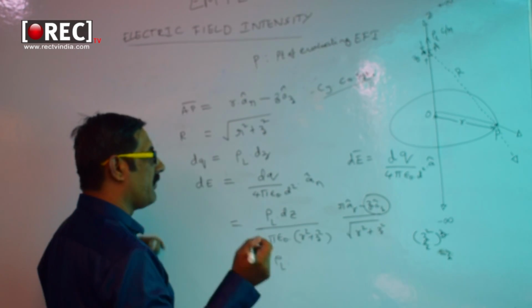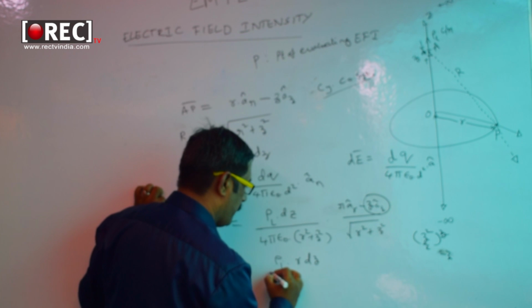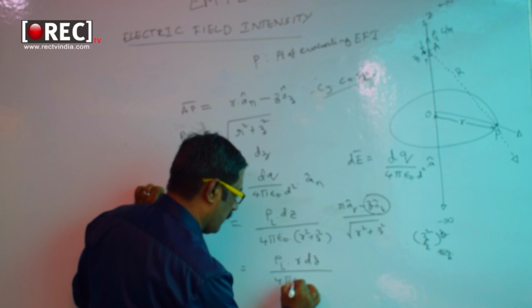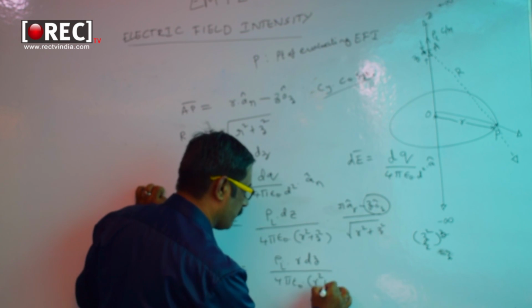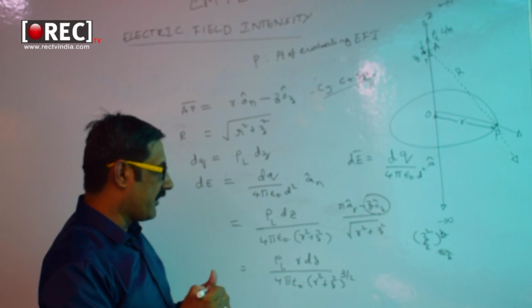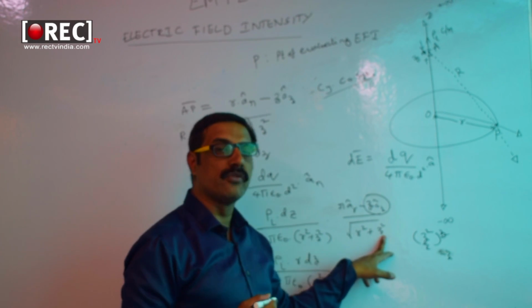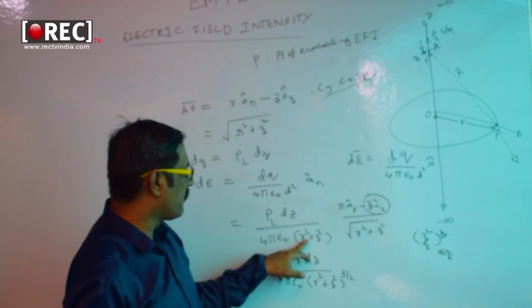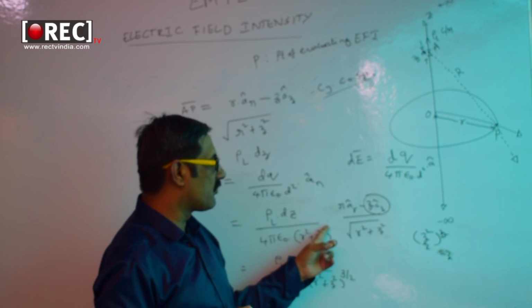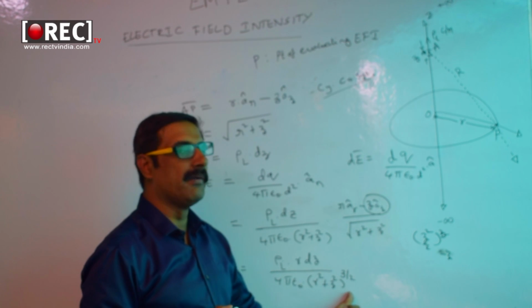So what are we now remaining with? It is rho L into R dz by 4 pi epsilon naught into R square plus Z square to the power of 3 by 2. So suddenly how did I get this 3 by 2? This is R square plus Z square raised to the power 1 by 2 and into R square plus Z square. So here 1 is the exponent, here 1 by 2 is the exponent. So while multiplying it is going to become 3 by 2.